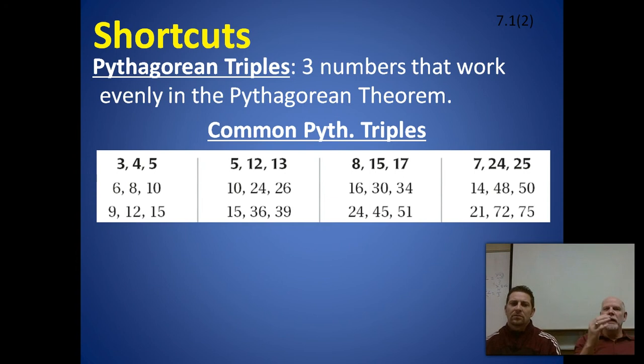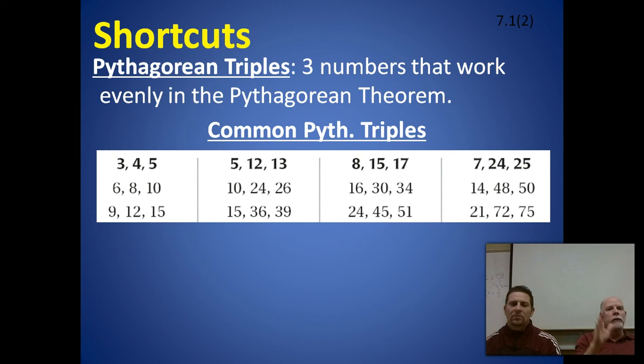Now, if you take any multiple of that, it's like if you doubled that triangle and made the sides 6, 8, and 10, that's where the second row comes from. So a 6, 8, 10 triangle is just double the size of a 3, 4, 5. Just like we talked about similar triangles in the last chapter, that's a similar triangle, just twice as big.